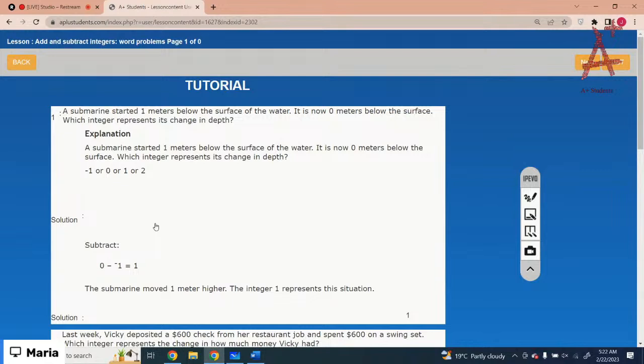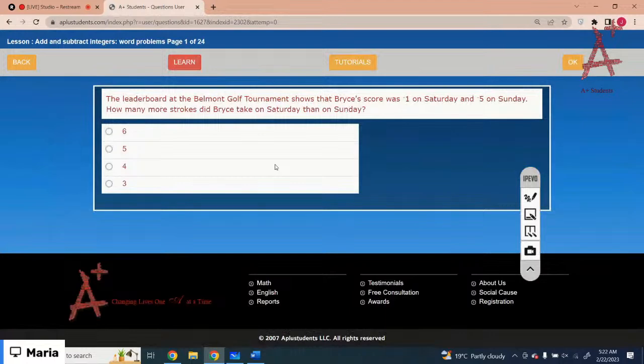Let's start with the practice questions. The leaderboard at the Belmont Golf Tournament shows that Bray's score was -1 on Saturday and -5 on Sunday. How many more strokes did Bray take on Saturday than on Sunday? Got it?